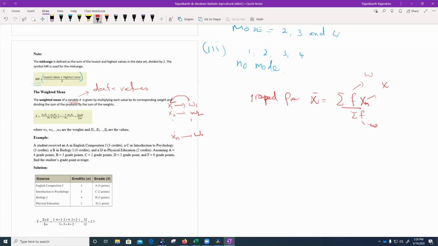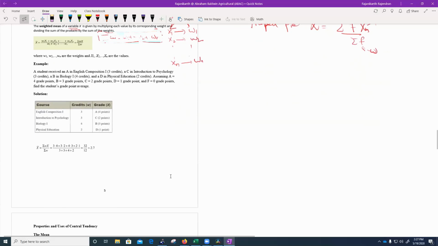Okay, so the weighted mean of the data variable x is given by this formula. You will be given all the weightages. These w's are the weightages of the particular data values. In this notation, summation w means you are adding all the weightages, that is w1 plus w2 all the way up to wn. So this is the expression of summation or sigma w. Okay, so look at this nice example for finding the weighted mean.